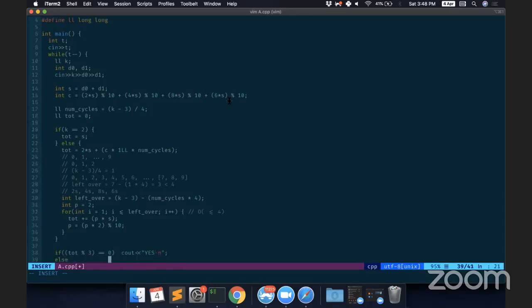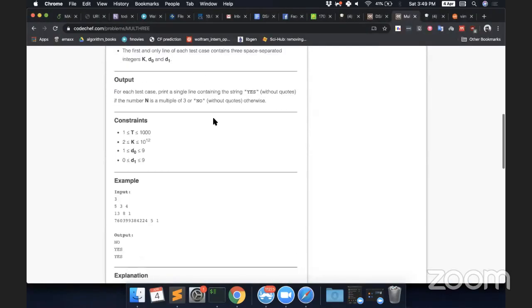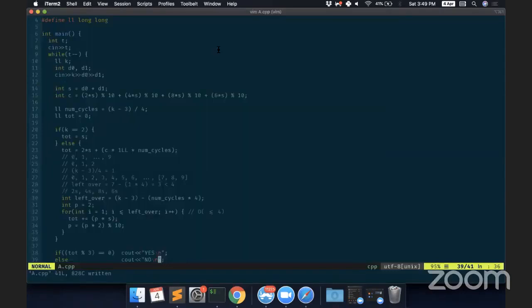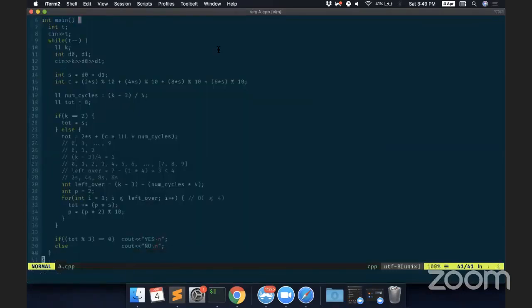Another trick is to use \n compared to endl because it's faster. A lot of people would know this already, but it's one thing that most people do use: use \n instead of endl because it doesn't require a buffer flush in C++. And I think this is pretty much it.